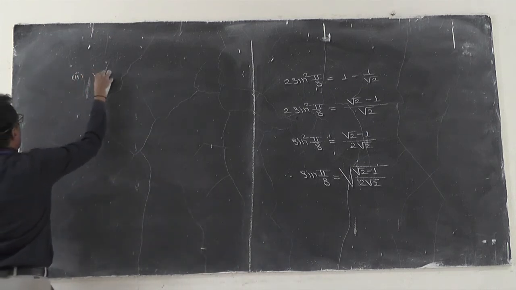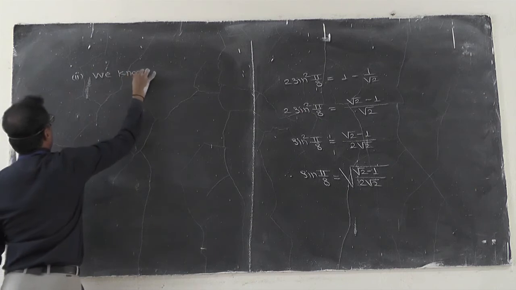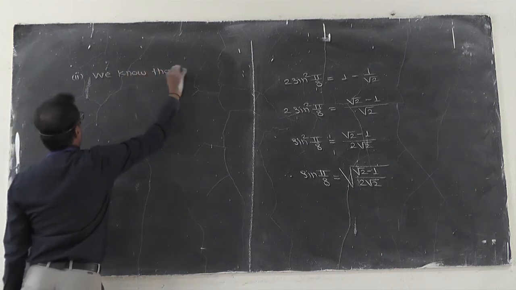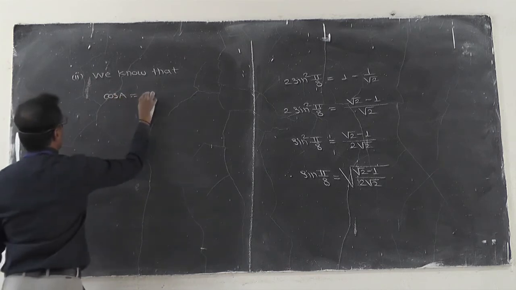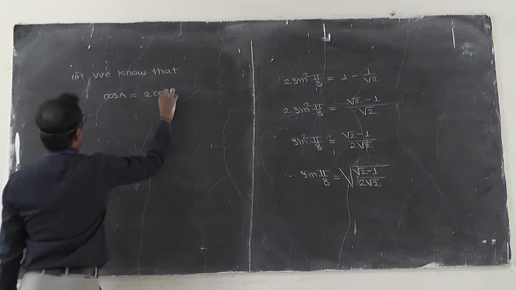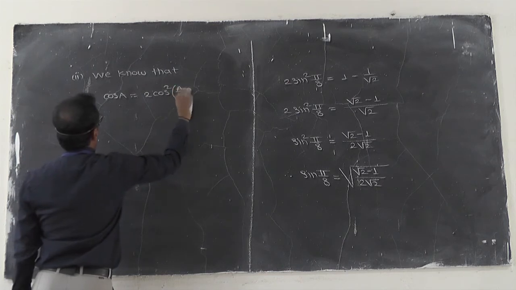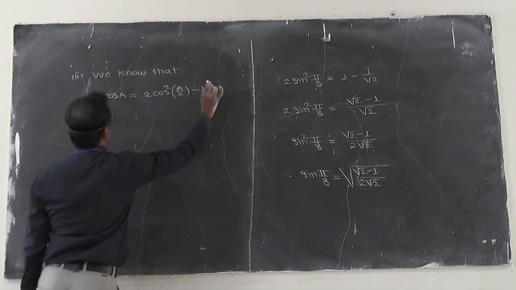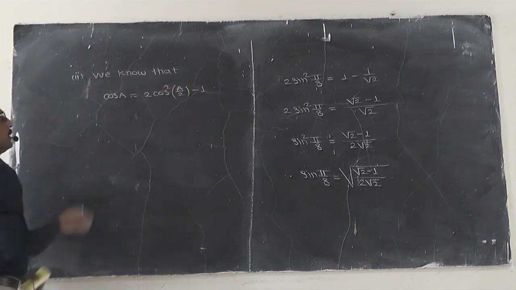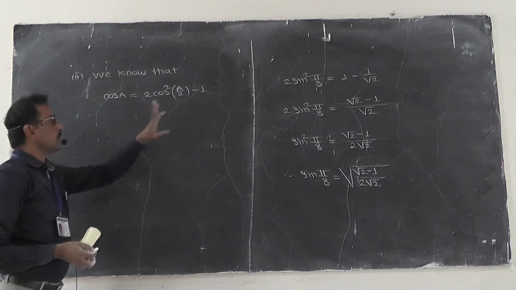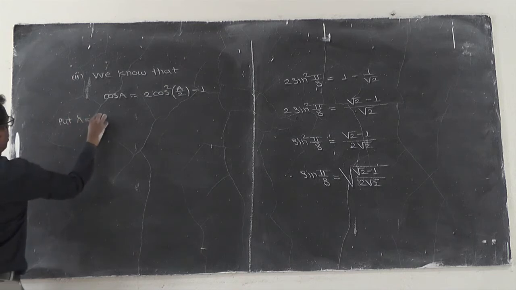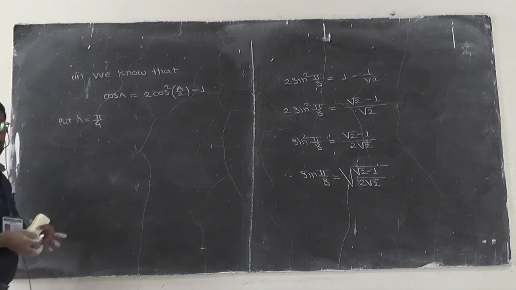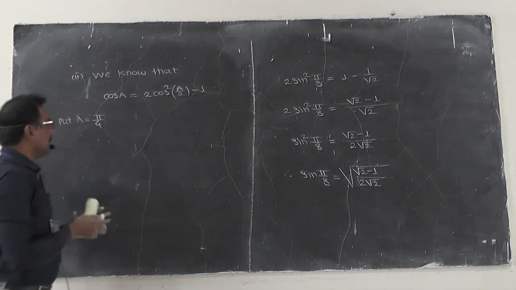For that also we have to remember the same formula, but it should be in cos form. We know that cos A is equal to 2 cos square A by 2 minus 1. I think this is in your notebook also. We have written it in the same lecture. Now in the same fashion, put A equal to pi by 4. This A and this A are replaced by pi by 4.